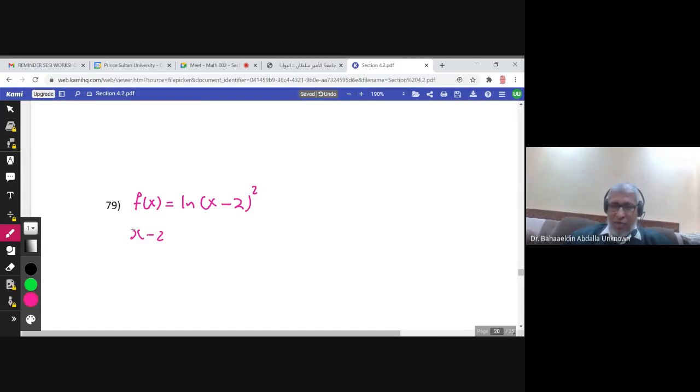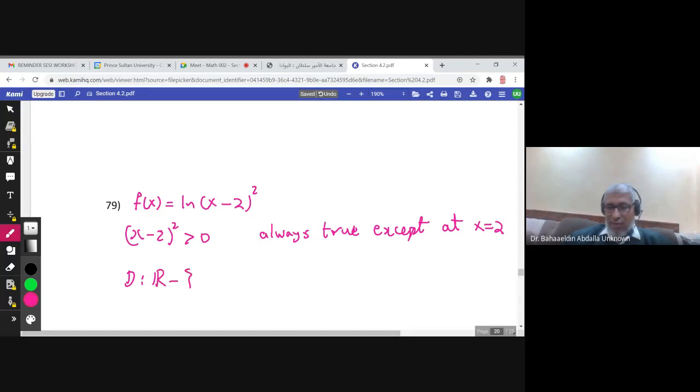So what is inside the logarithmic function, which is x minus 2 squared? This square is a power of x minus 2. It is not a power of the ln. So all of this is inside the ln. So x minus 2 to the power 2 should be greater than 0. But we know that anything to the power 2 is always positive. So in fact, this inequality is always true, except at x equals 2. Because if you put x equals 2, this would be 0, and 0 is not greater than 0. So the domain of this function would be all real numbers except 2.